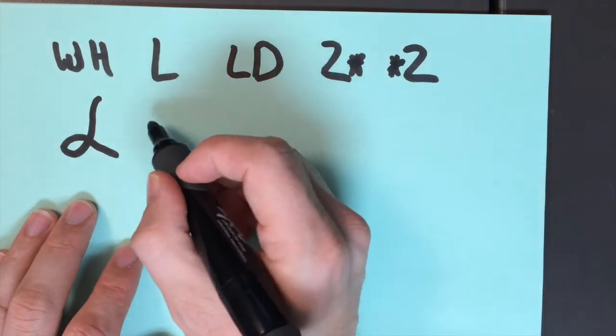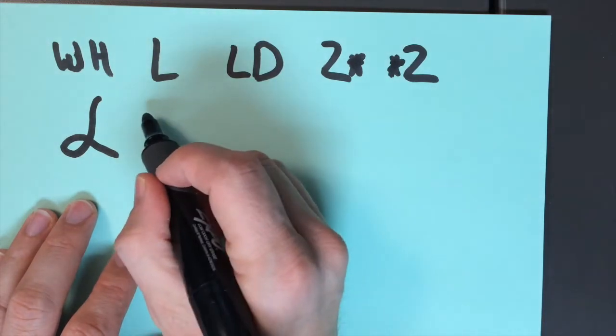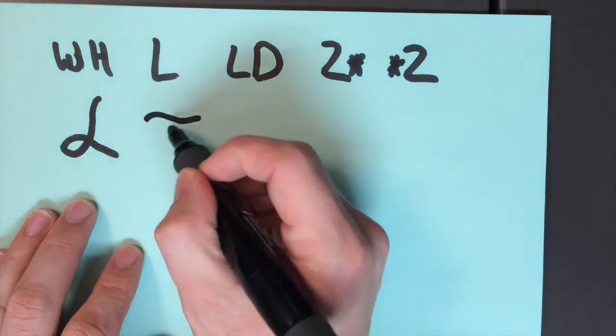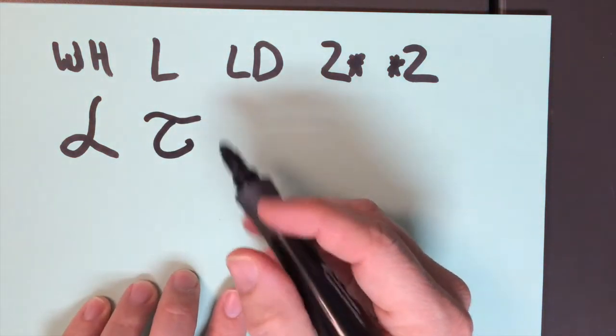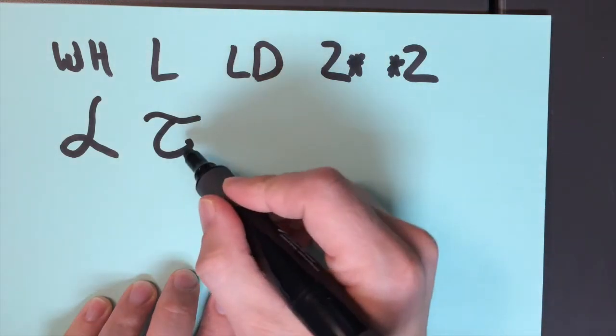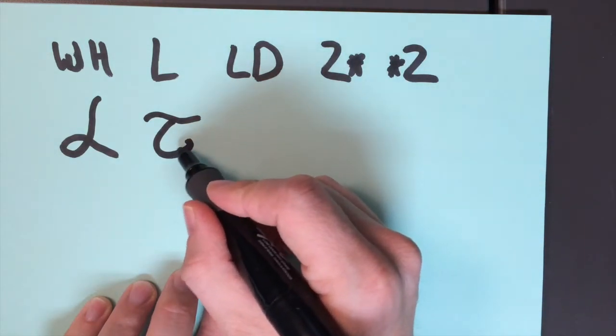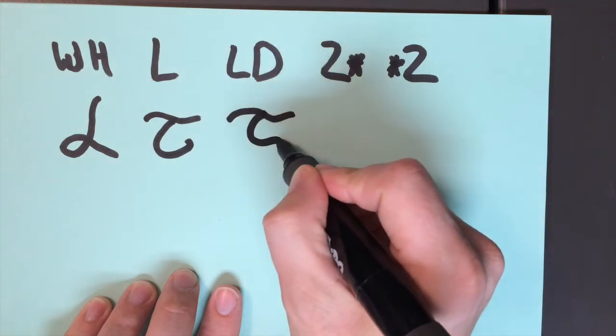So let's do the L. L is real pretty if you can draw it correctly. Sometimes I struggle with that. So let's do that, like that. The LD is the exact same as this, except at the bottom, you're going to hook this. Instead of going up, you're going to go down. So it's going to look like this, like that.